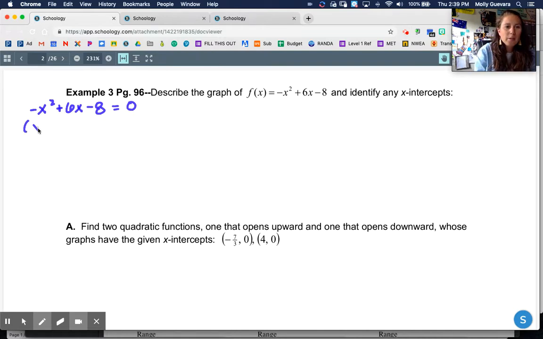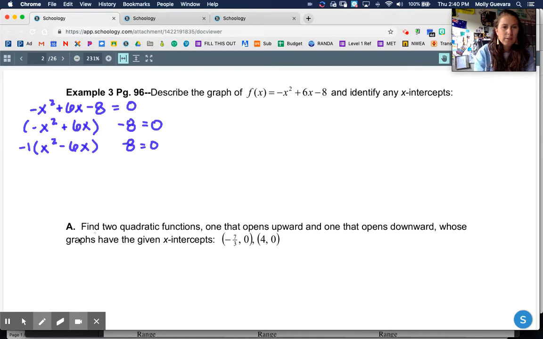Then I'm going to put those first two terms in parentheses. So negative x squared plus 6x goes in parentheses. And then this minus 8, I usually like to leave a little space just to remind myself I'm not doing anything with that minus 8. Now I want this term to be positive x squared, so I'm going to take out a negative 1, which leaves me negative 6x, right? And then minus 8 equals 0.